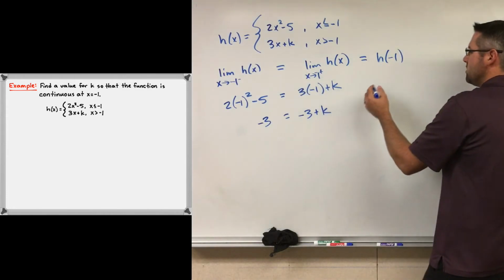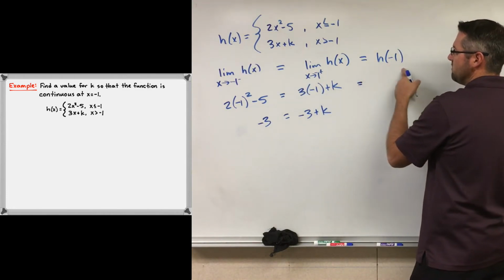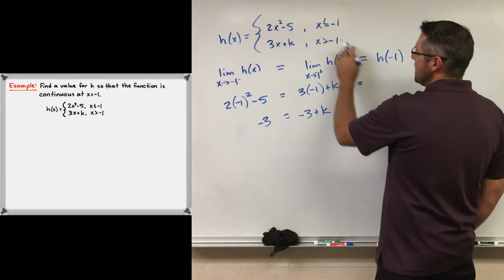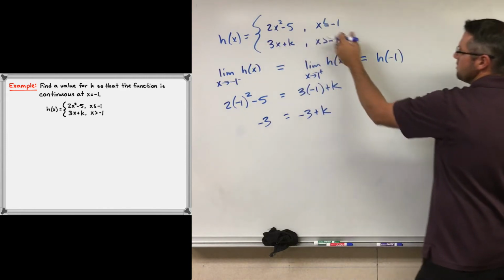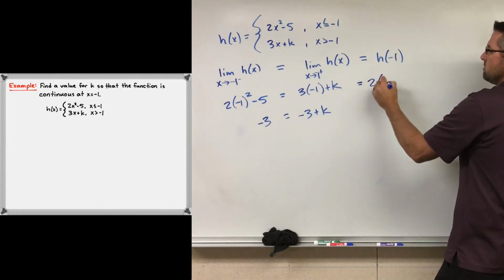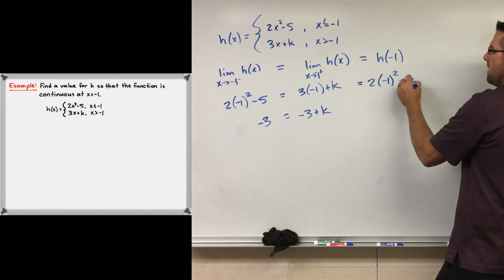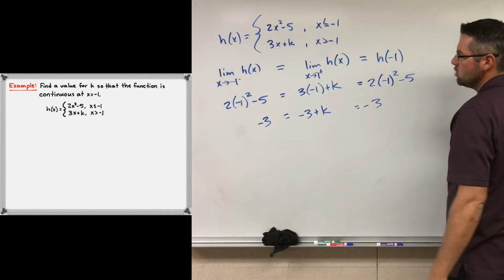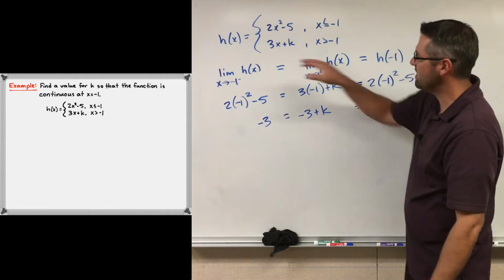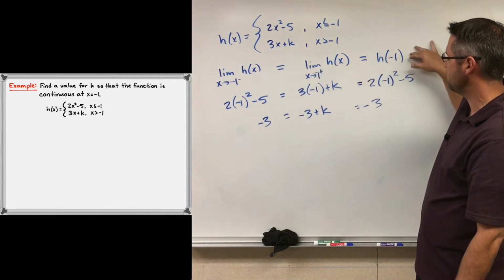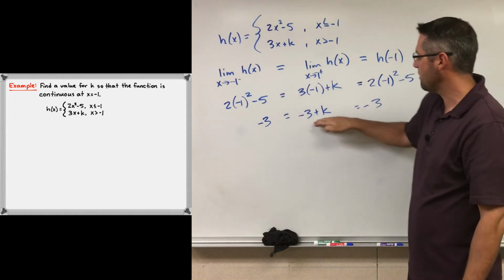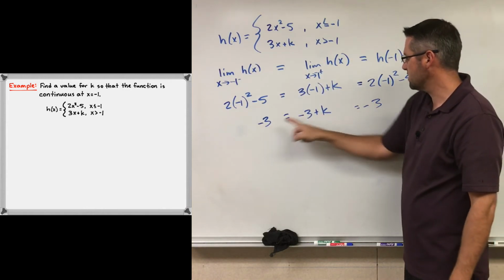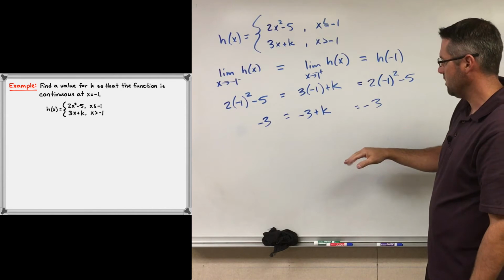All right. And then the last part is we got to figure out what h of -1 is. Well, h of -1 is going to be using the top equation because that's what it's equal to. So that would be 2 times -1 squared minus 5. And then simplifying that, we already did that on the other side. So all three of these have to be equal. If these limits are equal and equal to the function's value, then all three of these statements need to be equal.